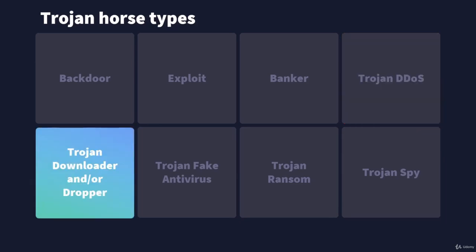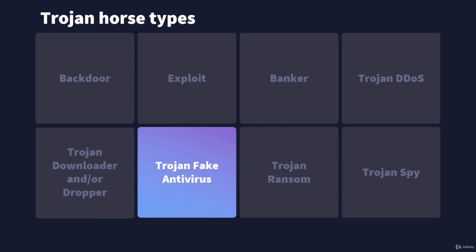Now, let's talk about the Trojan downloader and the Trojan dropper. These Trojans are used to install other malware in the infected machine, such as other Trojans or viruses. The Trojan downloader basically downloads and installs other malware, while the Trojan dropper contains other malware source code embedded inside of it. The dropper uses embedded source code to install new malware on the infected computer.